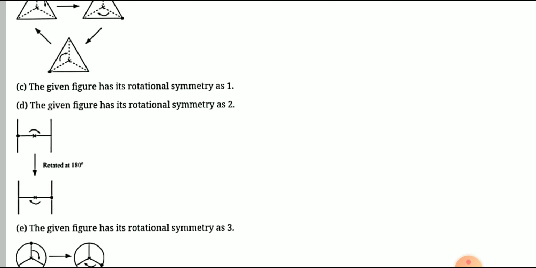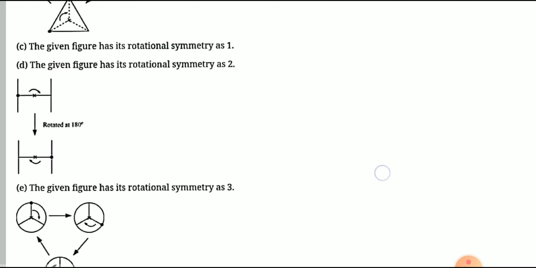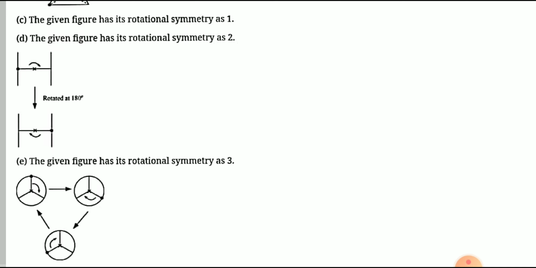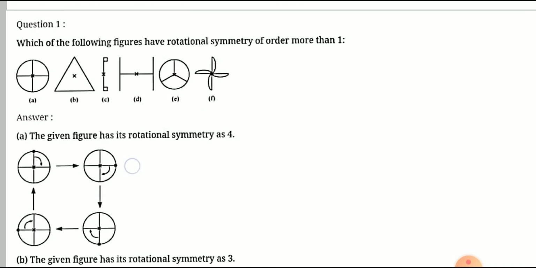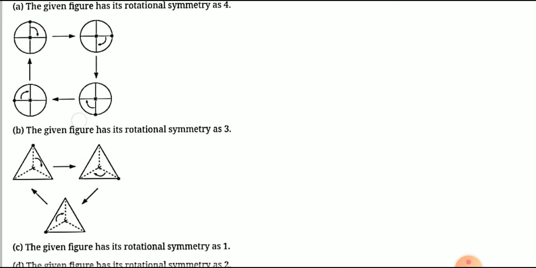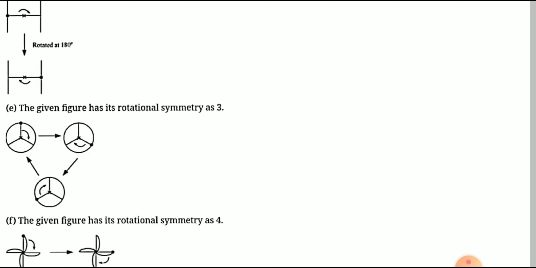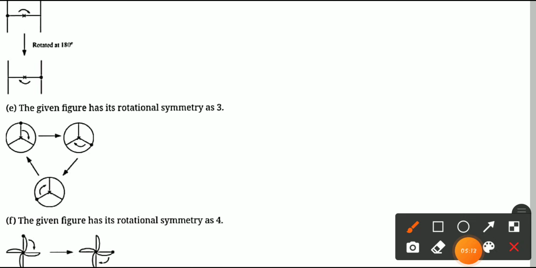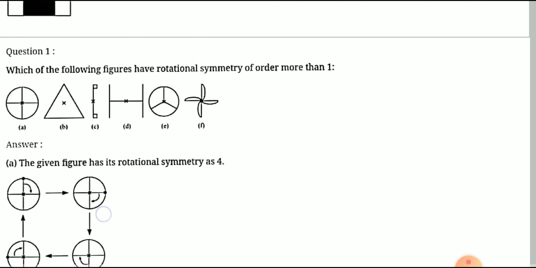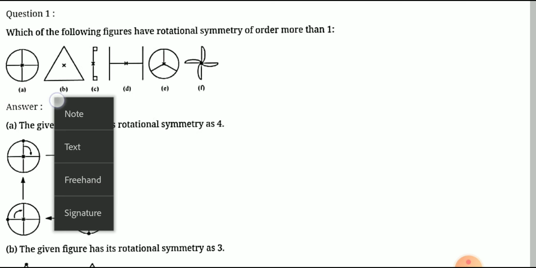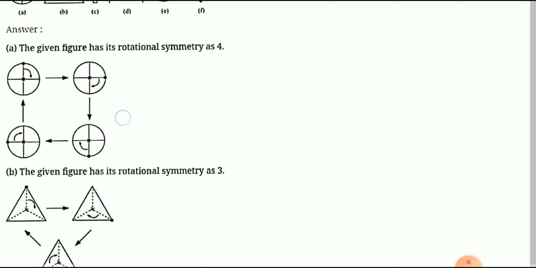Now the fifth figure. The given figure has its rotational symmetry as 3. It is similar to the B part. You can see that it is also a triangle. If you construct it, it also forms a triangle. So in triangles, as we have seen above, they form rotational symmetry of order 3. Understood?